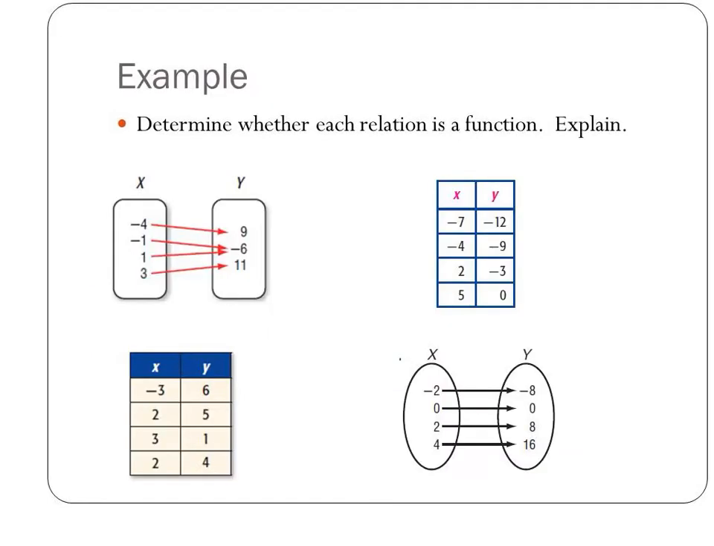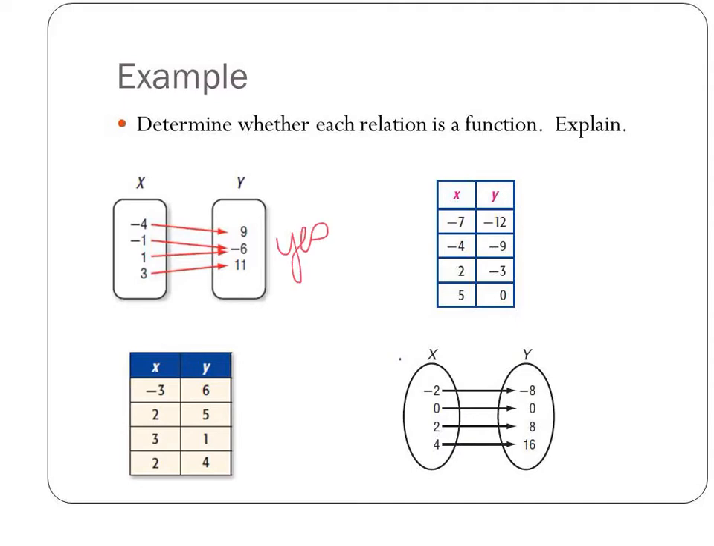All right, so you can determine a function from any sort of visuals. Here, our first one, we have a mapping. So does every x map to one y? Negative 4 maps to just one y. Negative 1 maps to just one y. 1 maps to one y. 3 maps to one y. So yes, that one is a function.